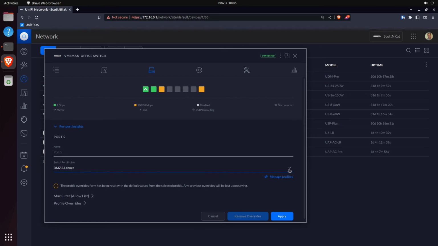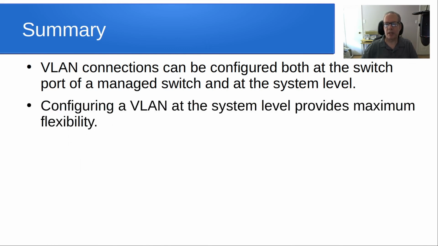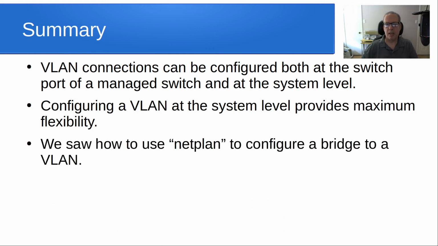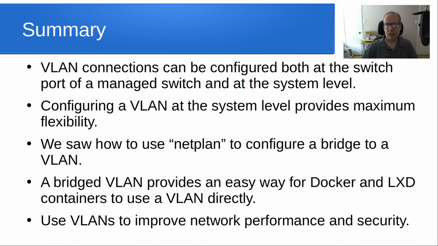So in summary, VLAN connections can be configured both at the switch port of a managed switch and also at the system level of each individual desktop and server. Configuring a VLAN at the system level provides maximum flexibility. We saw how to use Netplan to configure a bridge to a VLAN. A bridged VLAN connection provides an easy way for Docker and LXD containers to use a VLAN directly. So, my advice is to use VLANs to improve network performance and security.